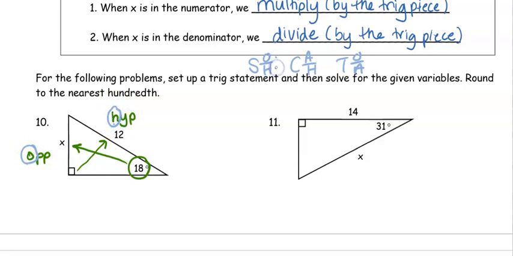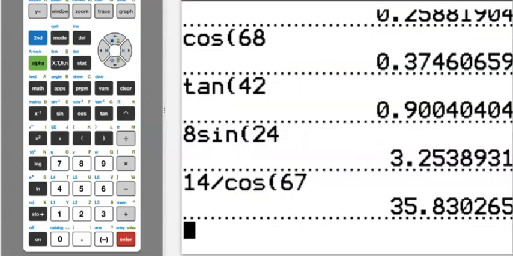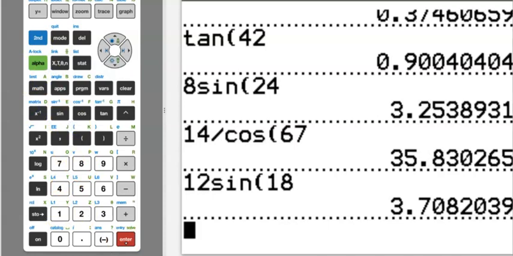I see the O and the H, so this is going to be sine. It is sine of the angle, the reference angle, so sine of 18 is equal to the opposite side over the hypotenuse. Well, the opposite side is that unknown x over the hypotenuse of 12. Now that we have the equation set up, we see that x is on top, and when x is in the numerator, we multiply. So x is equal to 12 times the sine of 18. We go to our calculator, 12 times the sine of 18, and we get 3.7.